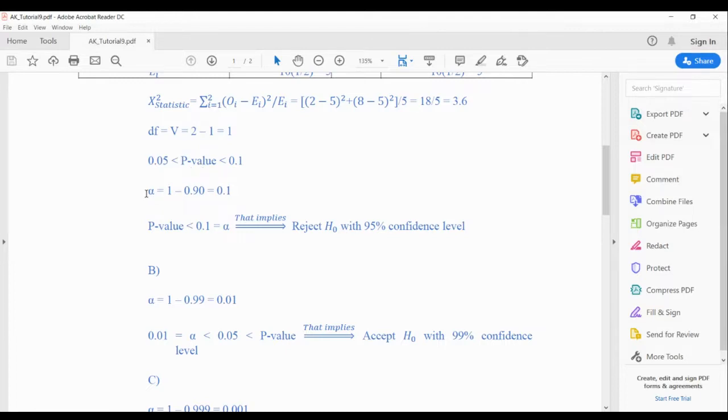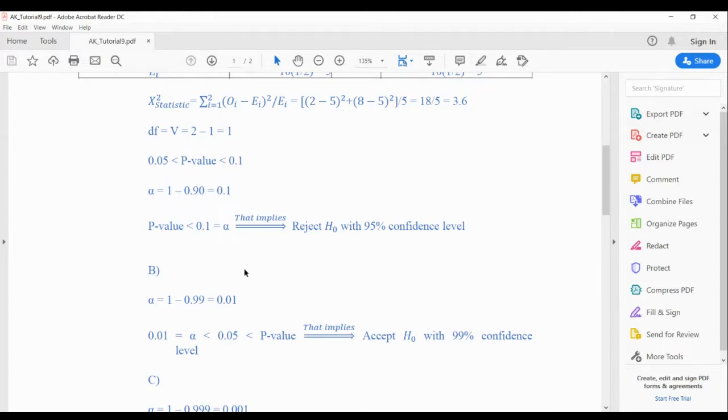And what is my alpha? Alpha is 1 minus confidence level. So for each item A, B, C, it differs. So my alpha here is 10%. And if I compare it with our p-value, I understand that p-value is less than 10%. So alpha is exactly 10%, which is more than our p-value.